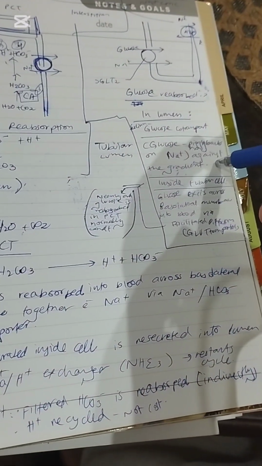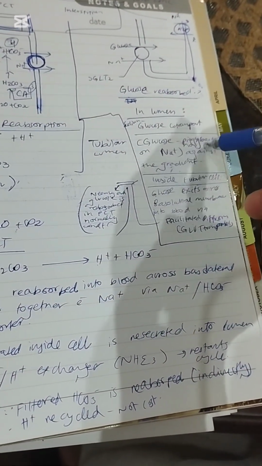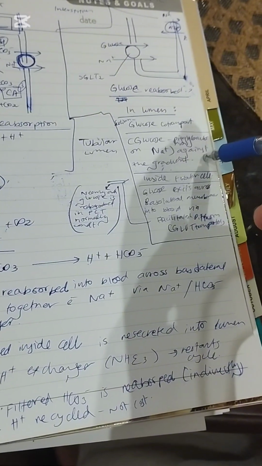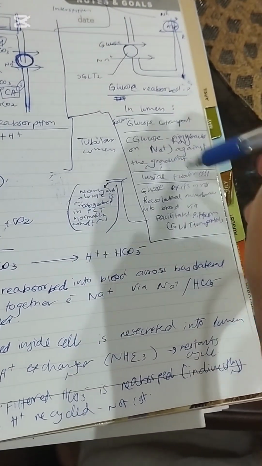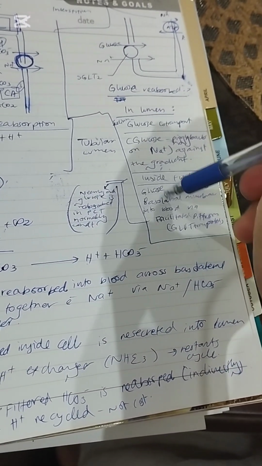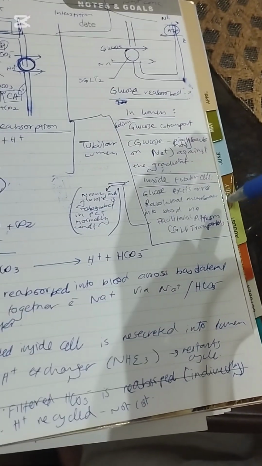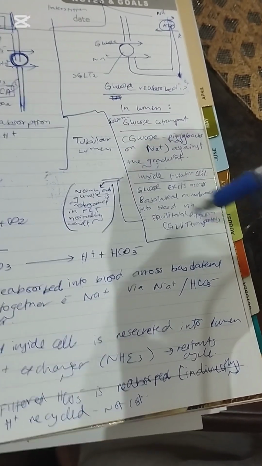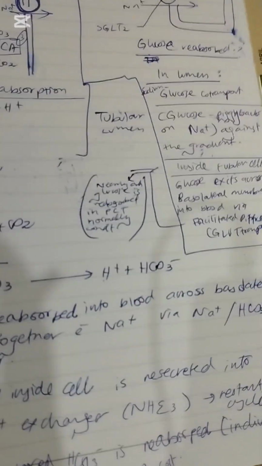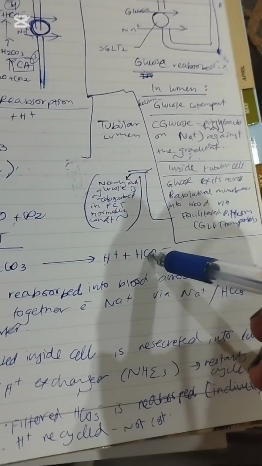So sodium glucose co-transport. Glucose is going to piggyback sodium against its concentration gradient. Inside the tubular cell, glucose will exit across the basolateral membrane into the blood through facilitated transport, which is GLUT transported. And nearly all of the glucose is reabsorbed in the proximal convoluted tubule in normal conditions.